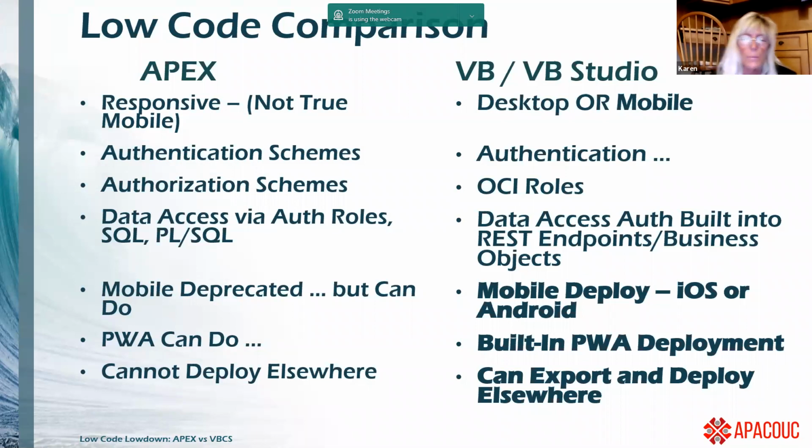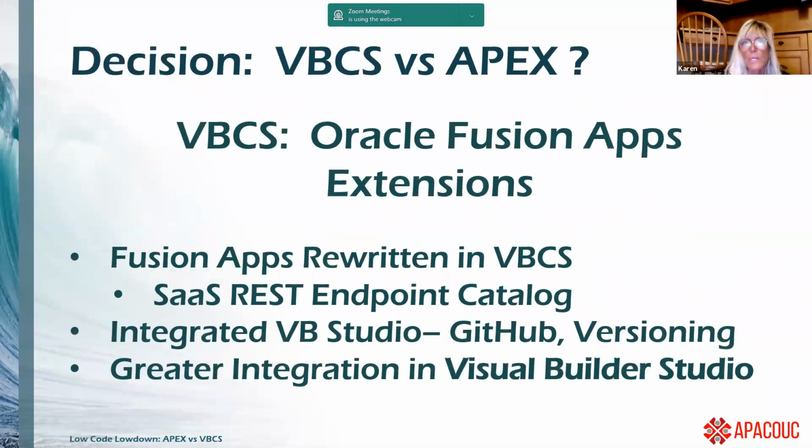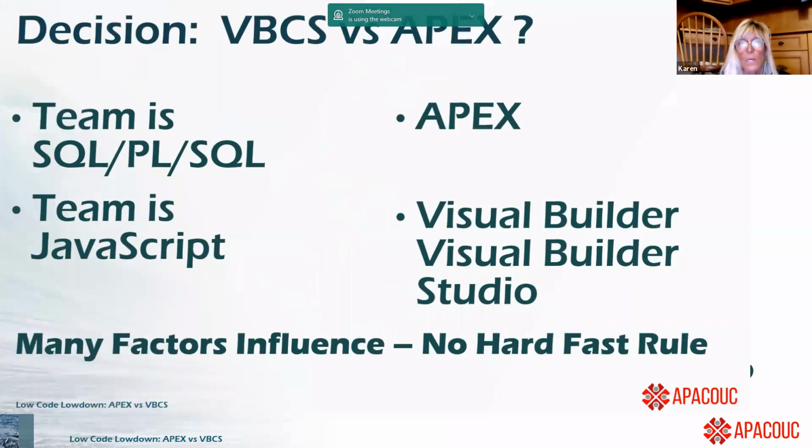I think the progressive web app and the true mobile Visual Builder has a real clear advantage. But boy, the authentication, authorization, the ability to generate stuff quickly in Apex is still there. So again, what matters? This is my take, and I'm from an Apex perspective. If you're building Oracle Fusion app extensions, things are so integrated, so built in there. Use Visual Builder, they're built in Visual Builder. It's just a quick way to go.